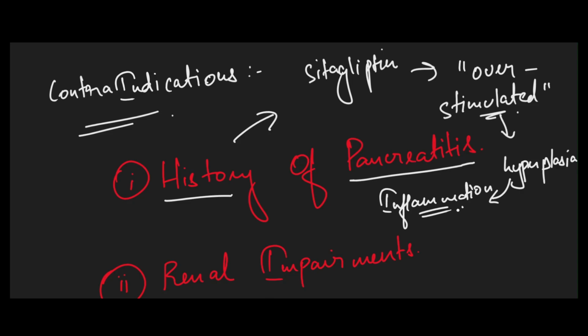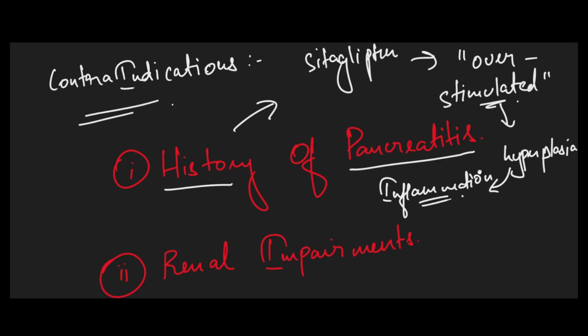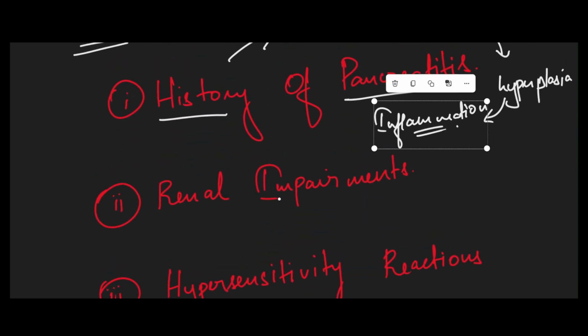So what happens when a person who had pancreatitis takes sitagliptin? He has a more chance of going through the recurrence of pancreatitis. He's more prone to pancreatitis again. So that is why it is contraindicated in patients with a history of pancreatitis. Coming to renal impairment.